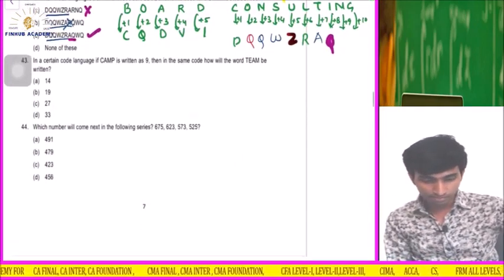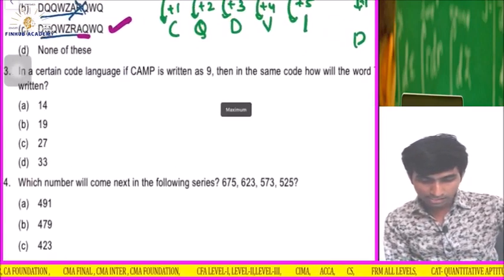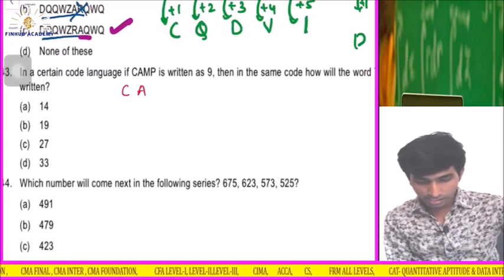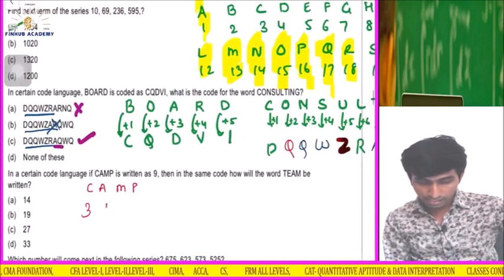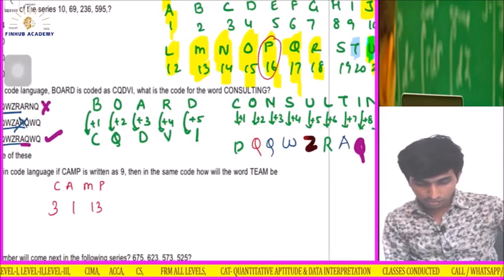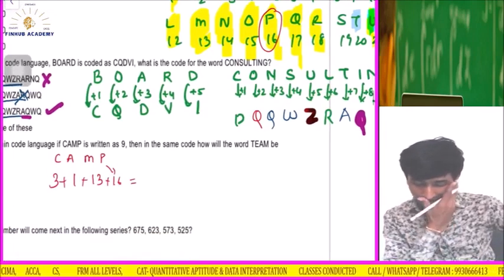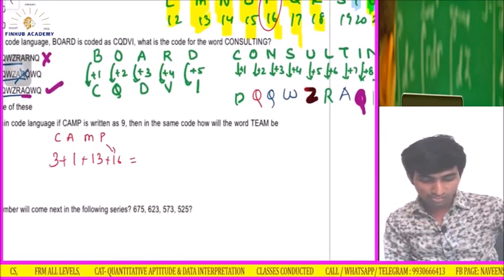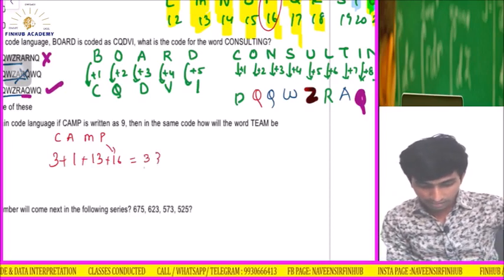Okay, simple. In a certain code language, CAMP is written as 9. Camp, which letters? See, here also this can be used. C is 3, A is 1, M is the 13th letter, P is the 16th letter. So I can check from here. If I add this, check what I am getting. I think I will not get 9. 3 plus 1 is 4, 17, 17 plus 16. 17 plus 16 is 33, and 3 multiplied by 3 is 9.